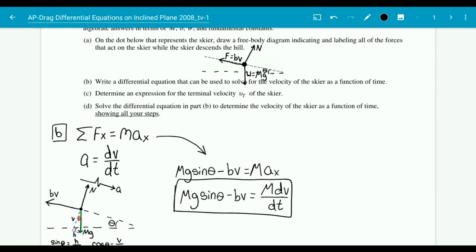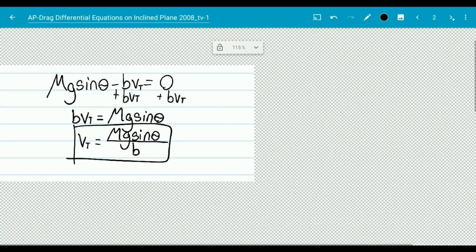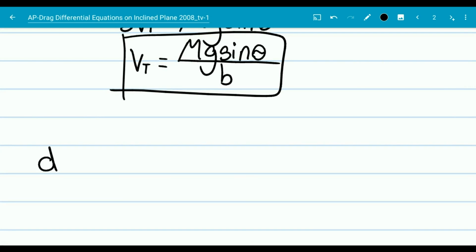Now let's go back and look at part D. Solve the differential equation in part B to determine the velocity of the skier as a function of time. Now this is a very complicated step of this problem, part D. And in order to do so, it's going to involve some integration. And in order to start, what we're going to first do is kind of set up like we did earlier.